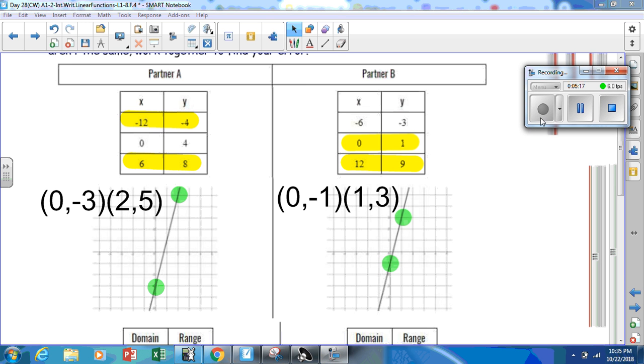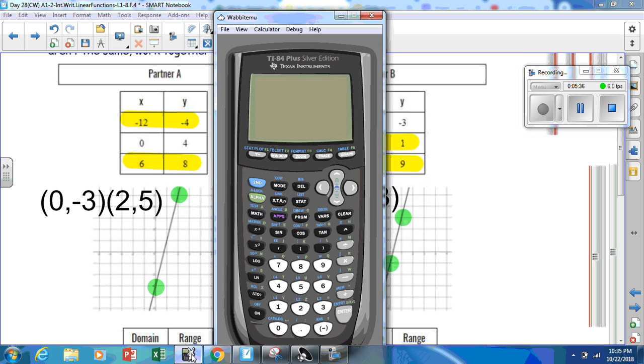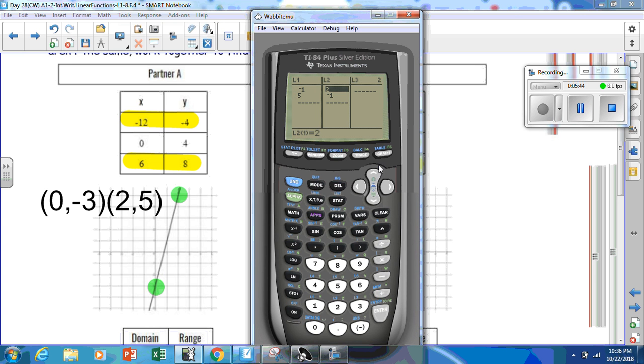All right, welcome back. Let's consider the next question where we have partner A and partner B, and we're going to compare their rate of change to see which scenario produces the greatest slope or rate of change. All right, get calculators ready. Let's go. Stat button, edit button. We're going to clear and enter. Hit clear and enter again. That keeps us from being confused.